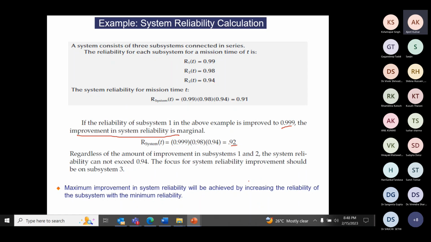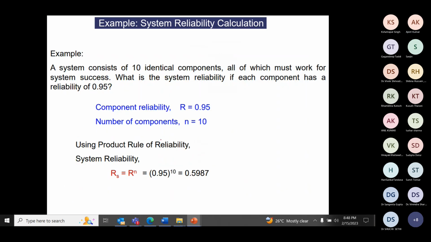So how to improve reliability? Suppose you're designing, you want to improve reliability, always focus on the weakest component. This is a design issue. Suppose system has 10 components, all identical, same similar component. Reliability is R power n, because all are the same component.